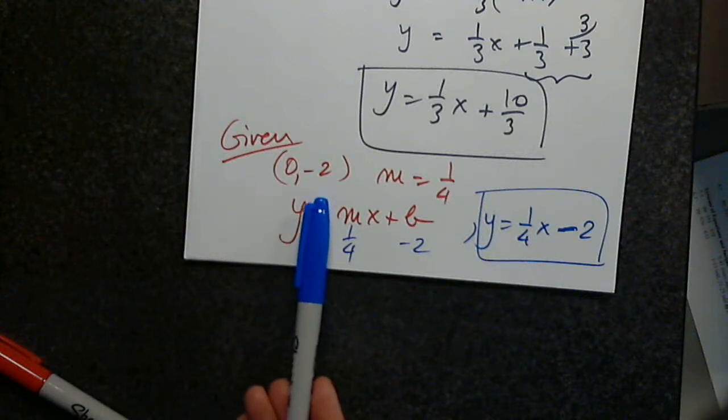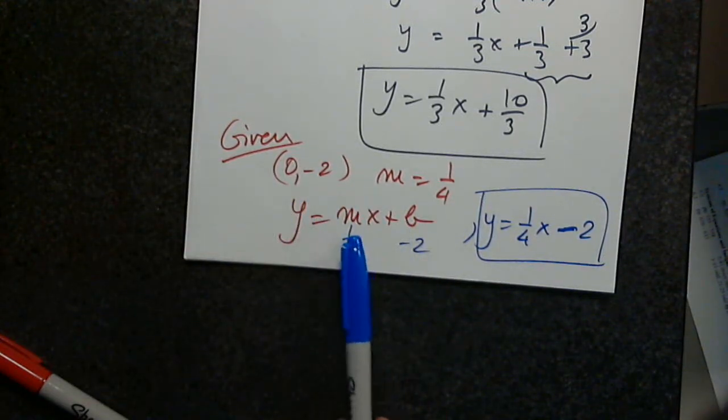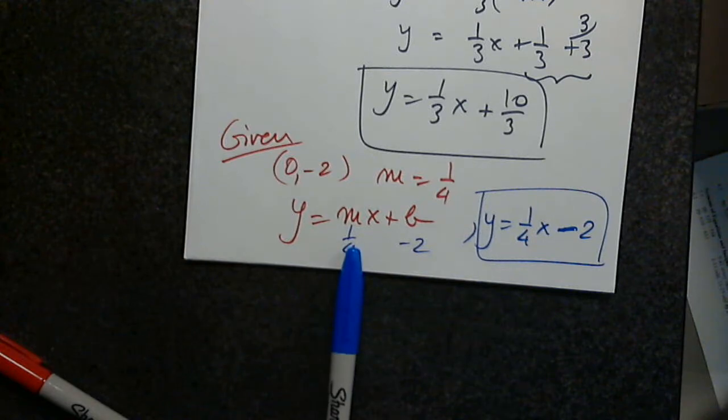0, a number. This is the y-intercept, and this is the wise thing to do. Can you use the other formula, the point slope form? Of course. Will you get the same answer? Of course. But this is the easiest when you have the y-intercept.